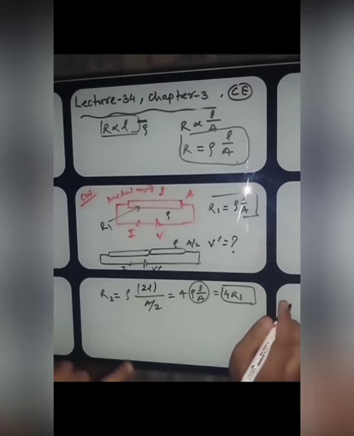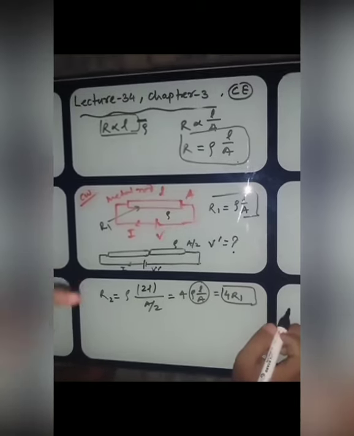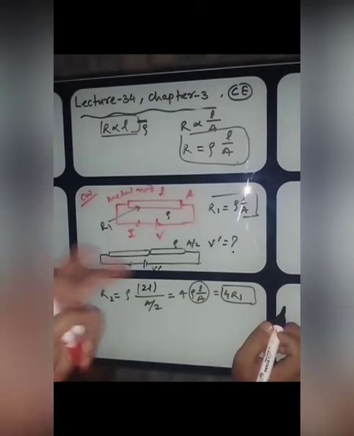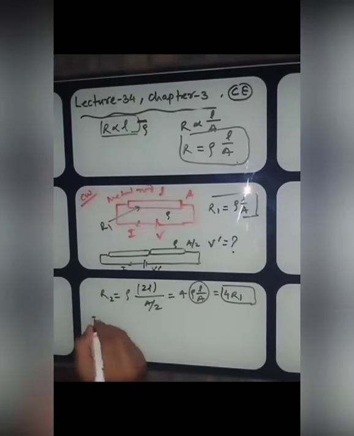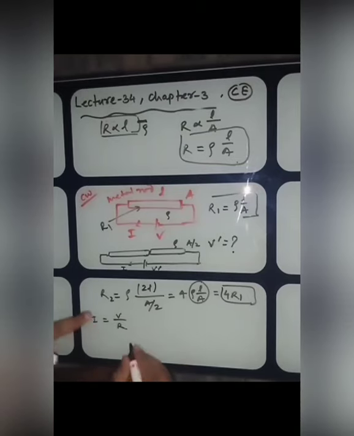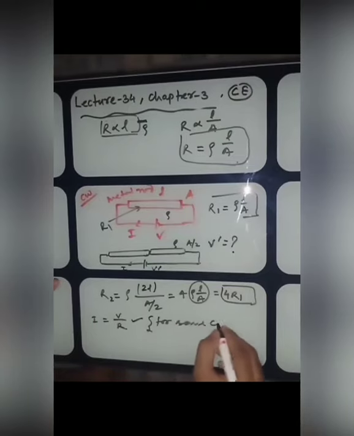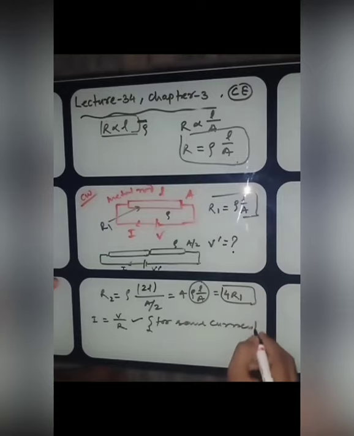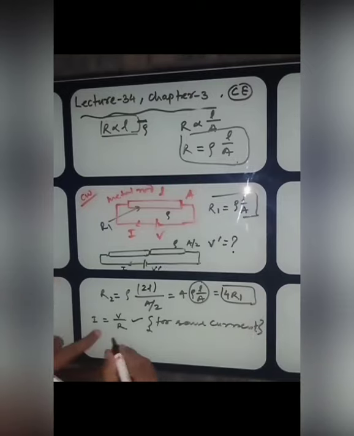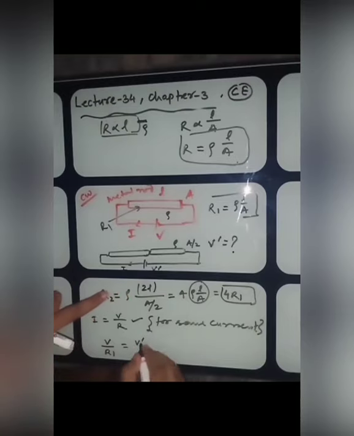Now for the same current, the condition of the question was to maintain the same current. As we know that I equals V by R. Okay, for both the conductors we can apply this. For the same current, what will happen here? The voltage V over resistance R1 is equal to V dash, which we don't know, over the resistance R2.